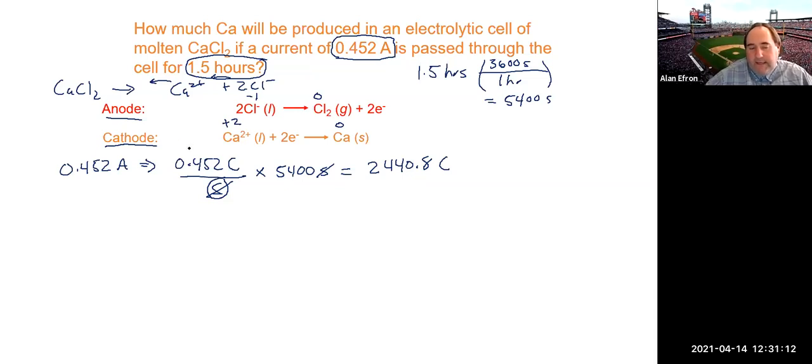So we're going to take the current and multiply it by the time here. That's going to give us the electrical charge. This is where Faraday's constant comes into play. We will take Faraday's constant and convert that charge into moles of electrons. It's the same Faraday's constant we used previously, 96,500, with coulombs on the bottom and moles of electrons on top.